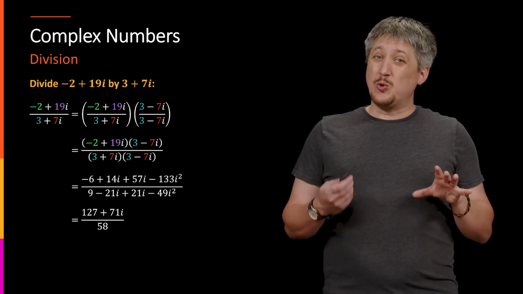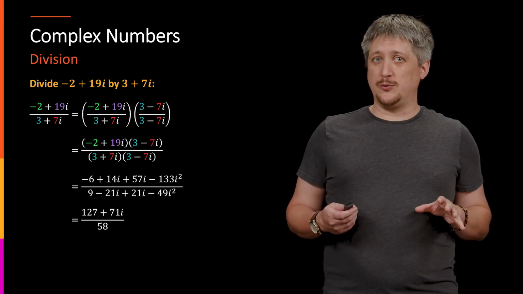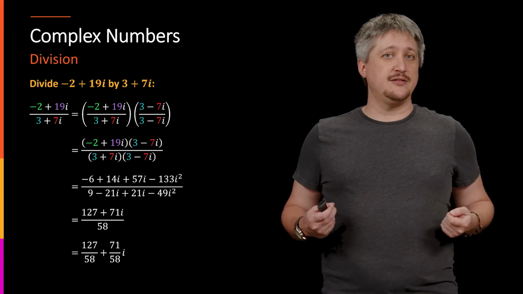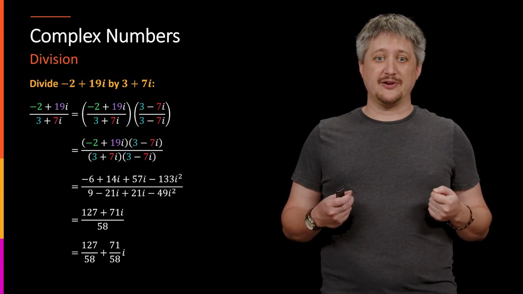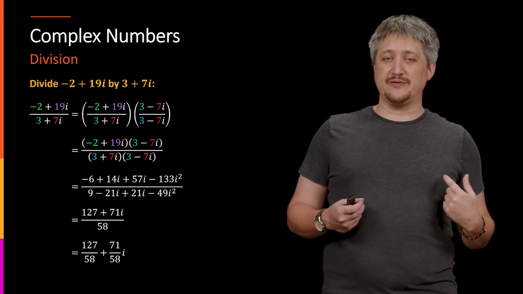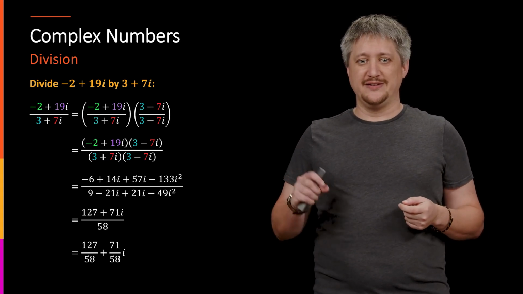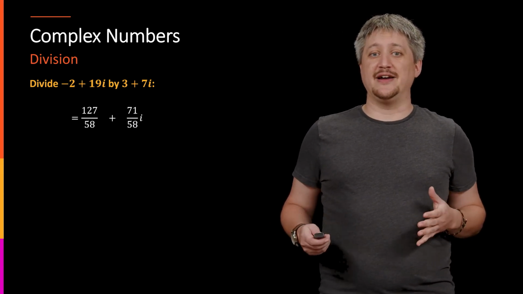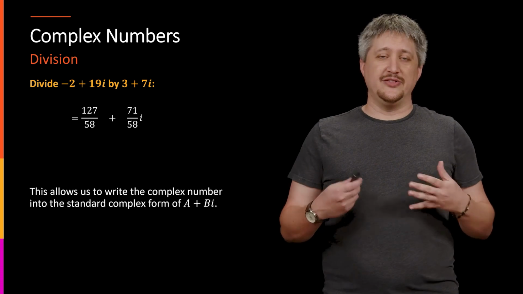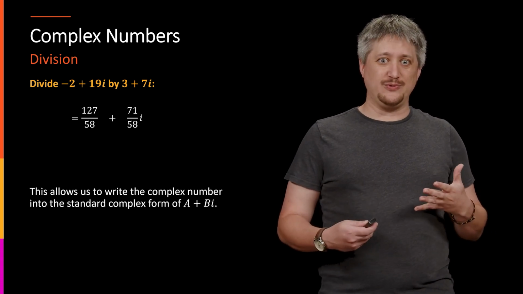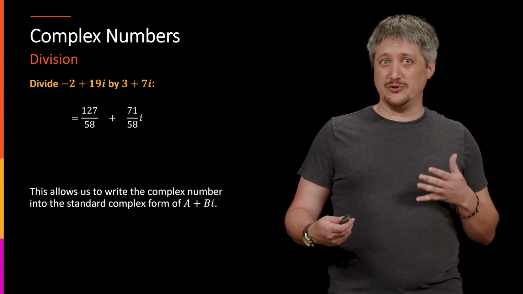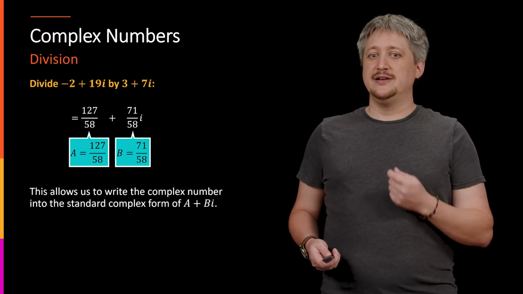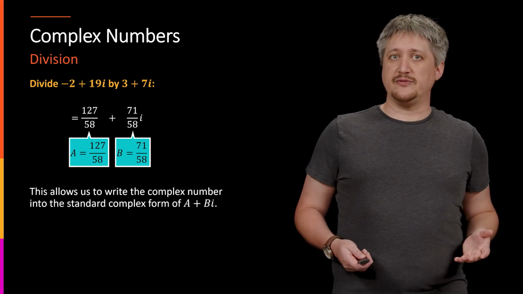But this isn't quite in a plus bi form, though it's very close. What I can do is take that and split it across the plus sign. I can have 127 over 58 and 71 over 58 times i, and that's in that nice a plus bi form. So this is how you actually get to the a plus bi form when you're looking at division, where in this case a is 127 over 58 and b is 71 over 58, okay?